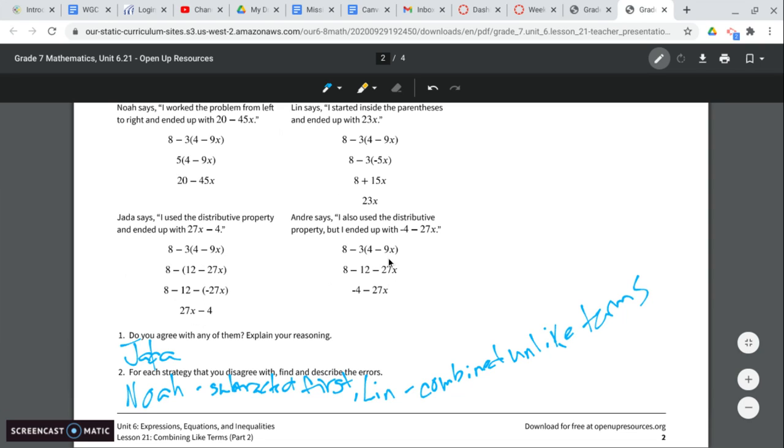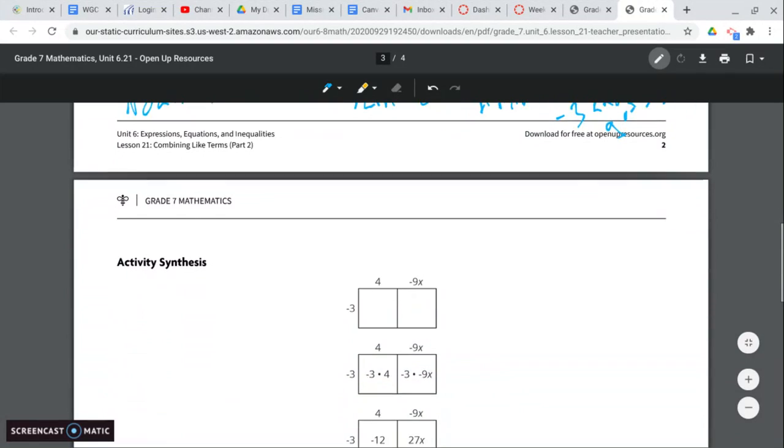All right, now Andre, let's find his error or see if he's right. Andre says, I also used the distributive property, but I ended up with negative 4 minus 27x. So he distributed, but look, they got the 12, the minus 12, that was good, but they only ended up with a negative 27. So what happened? We have a negative here. They dropped their negative in there. So Andre multiplied negative 3 and negative 9 and got negative 27. If we multiply two negatives, do we get another negative? No, we get a positive. So he had a mismultiplication.